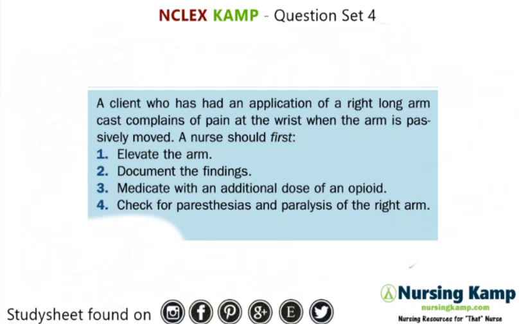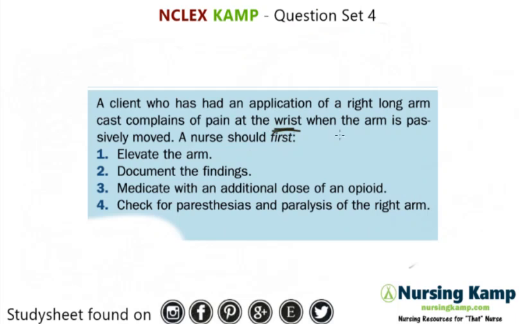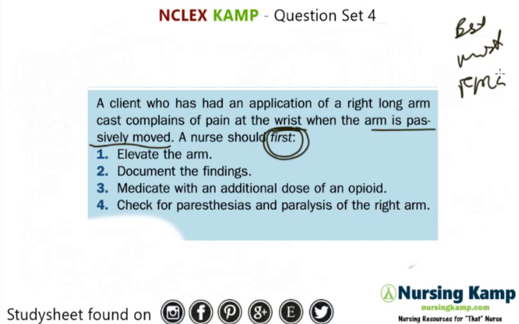First question. A client has had an application of a right long arm cast. He complains of pain at the wrist and when the arm is passively moved. Uh-oh. What should the nurse do first? Okay. Best, most, first, priority, action. First. Priority question.